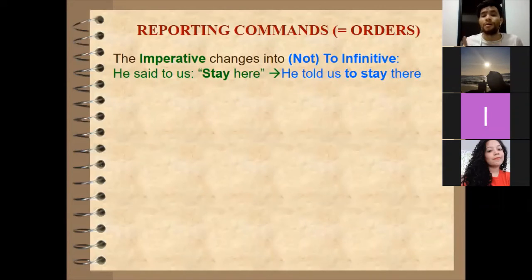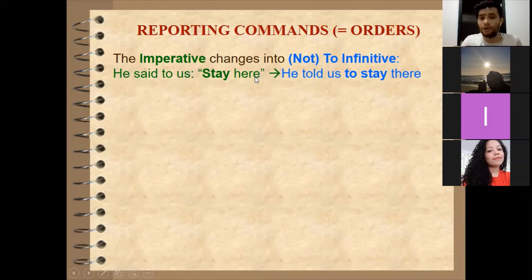Ahora, cuando vamos a reportar o vamos a usar el reported speech en esta clase de órdenes, no vamos a usar la forma convencional que ya les mostré, sino vamos a usar esta forma aquí. Vamos a usar el infinitivo. Es decir, to más el infinitivo en el caso de positivo, o en el caso de negativo, not to más el verbo. All right? For example, he said to us, stay here.